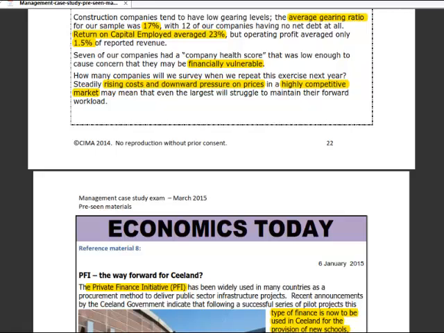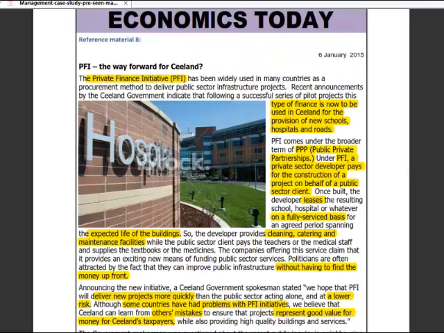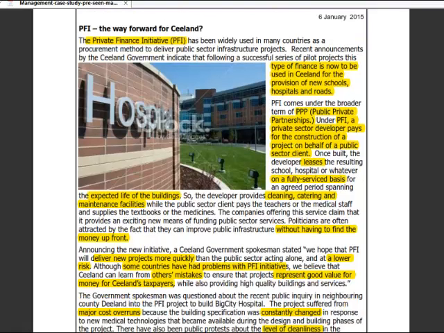The next press release is called PFI, the way forward for Sealand, and PFI stands for Private Finance Initiative, which has been widely used in many countries as a procurement method. And after a series of successful pilots, this type of finance is now to be used in Sealand for the provision of new schools, hospitals and roads, so major construction projects in the public sector. PFI comes under the broader term of PPP. This is the term that's used in Australia, public-private partnerships.